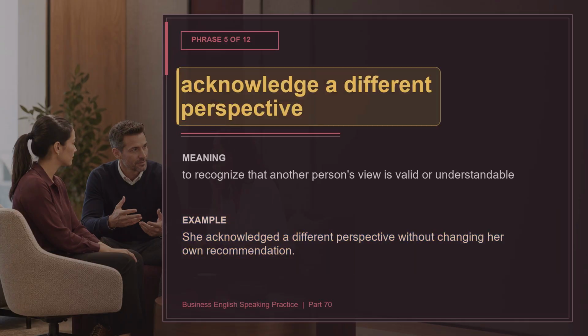Acknowledgement shows listening and respect. It does not require agreement. It can reduce defensiveness and make discussion easier. Use this phrase when viewpoints differ, but cooperation must continue. Now repeat: acknowledge a different perspective.